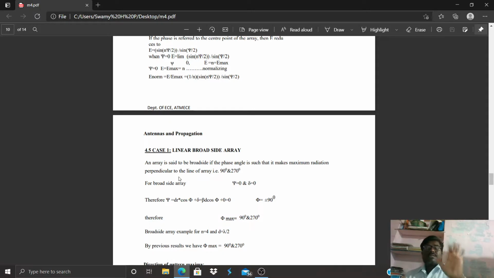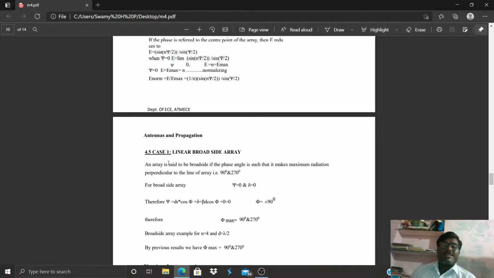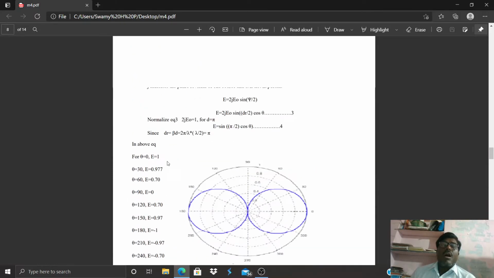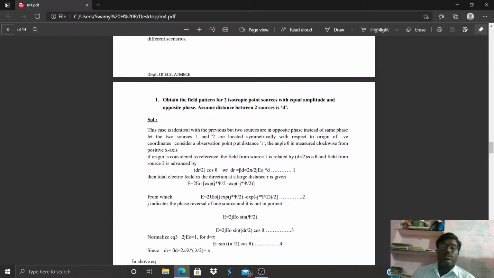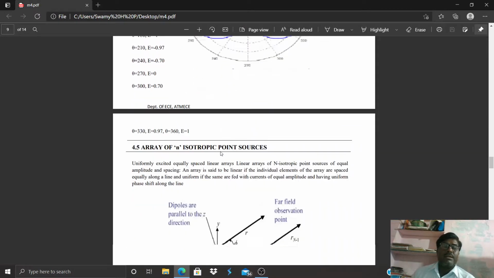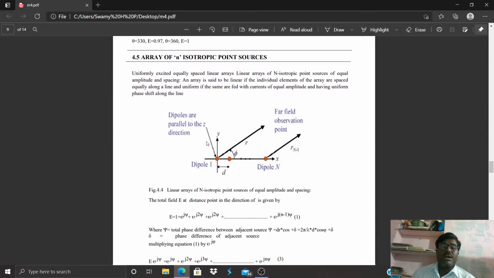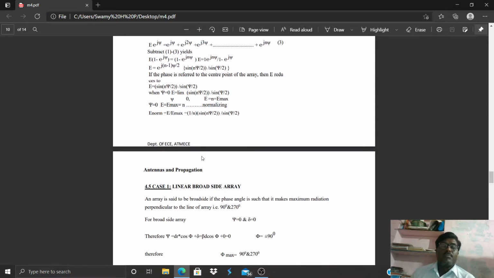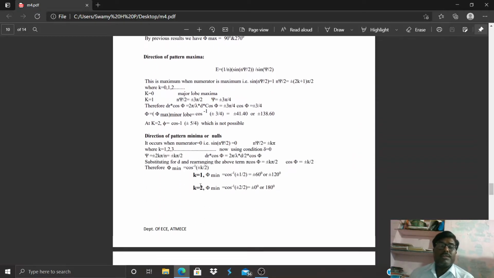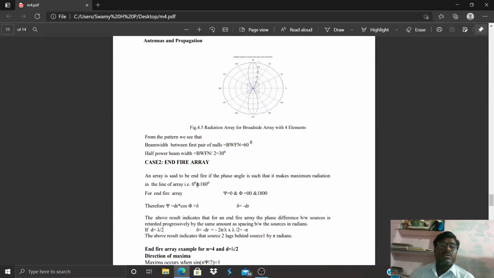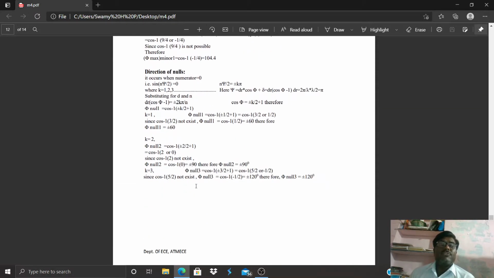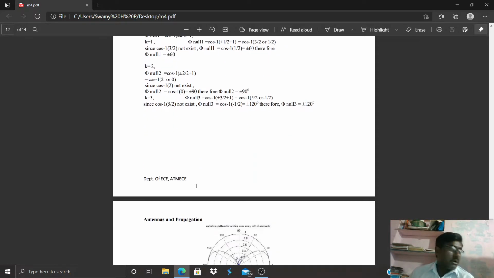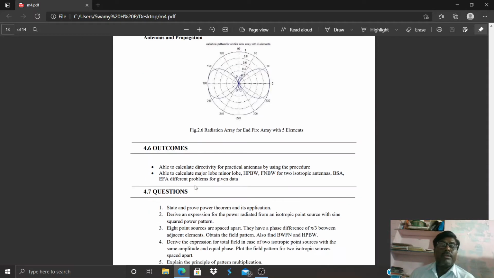So now, one case is two point sources, and this is the case where you need to practice this derivation and this field pattern. This is for n isotropic point sources, which you are going to complete. The linear broadside array is not in your syllabus, and the end fire array is not in your syllabus either. Like this, we have different types of cases. You have the derivations for the total electric field intensity at point P.